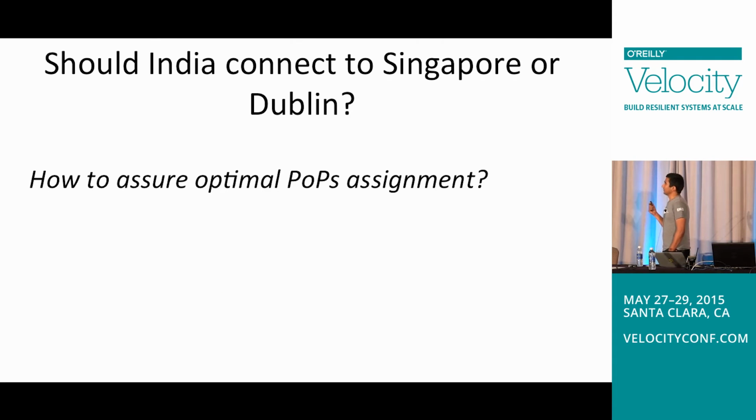Great. Now we know our DNS servers let us configure their services to give different IPs based on different settings, different location. You still have to decide what to configure there, right? You still have to decide, should users in India connect to a Singapore POP or Dublin POP? Like, what is a more optimal POP for a set of users? In other words, how to assure optimal POP assignment.